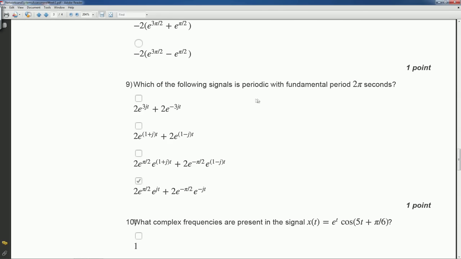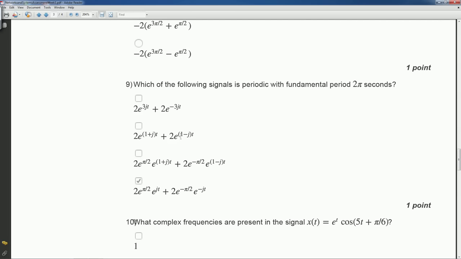Which of the following signals is periodic with fundamental period 2 pi seconds? Okay. So, the easy parts are the second and third option. Okay. So, if instead of t here you put t plus 2 pi, you notice that there is an e power t term which will become e power t plus 2 pi. Okay.